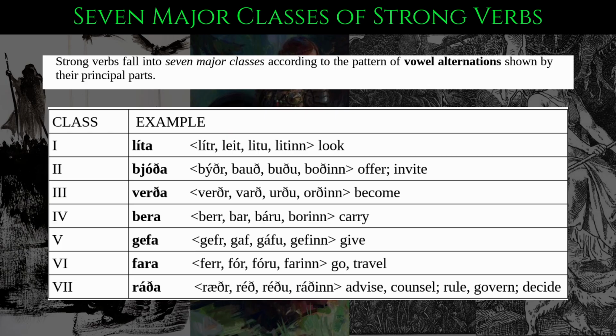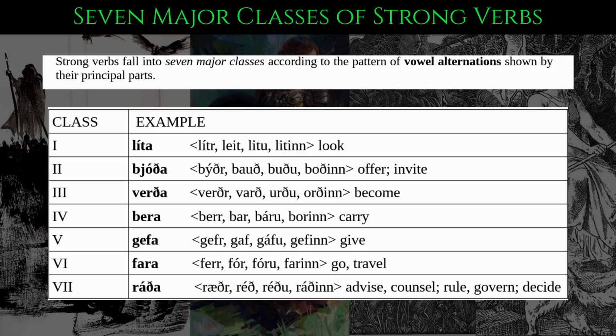The class 2 example, beorda, which means to offer or invite. Here we have budre, baud, buldo, bodin. For class 3, vertha, which means to become. Here we have verther, vard, urdu, orthin. For class 4, bära, which means to carry.